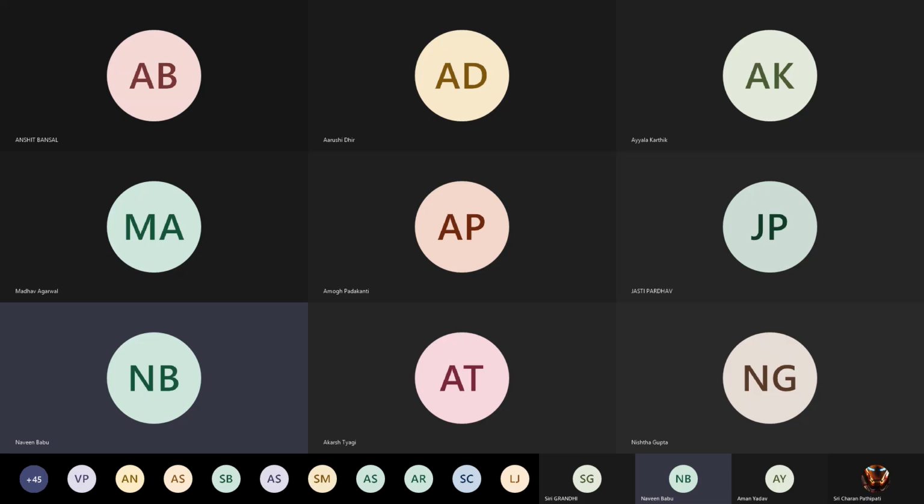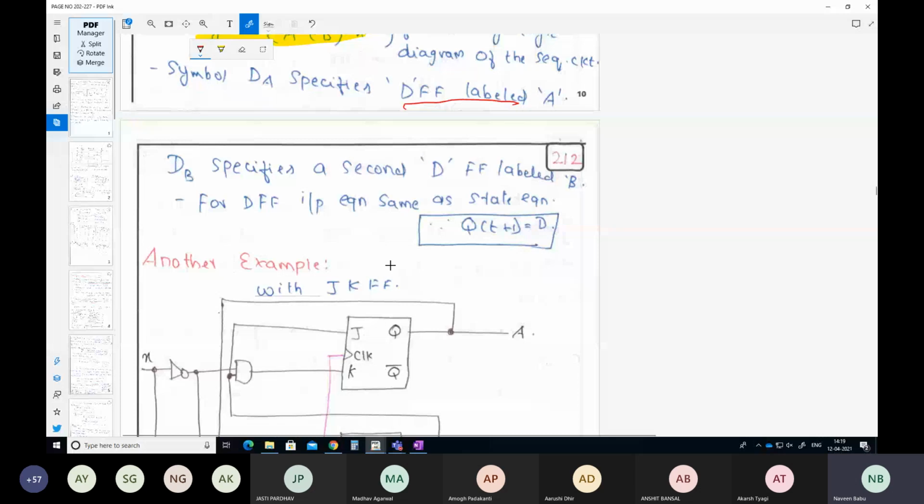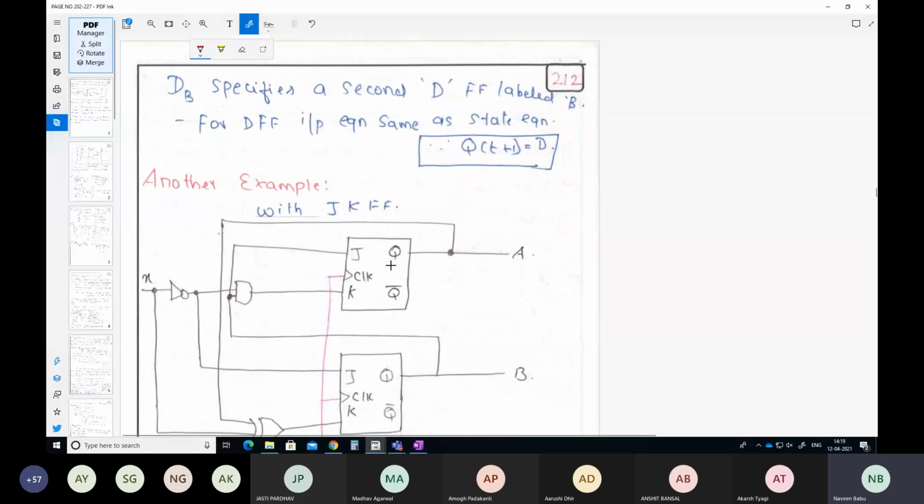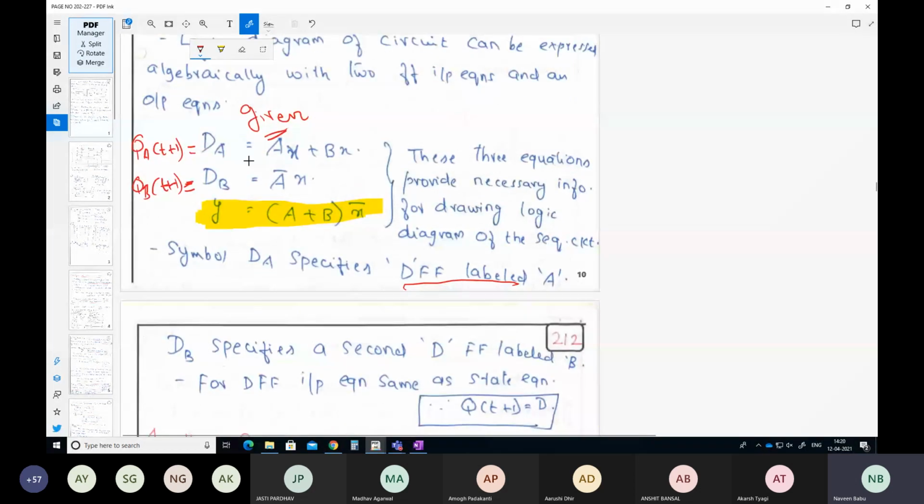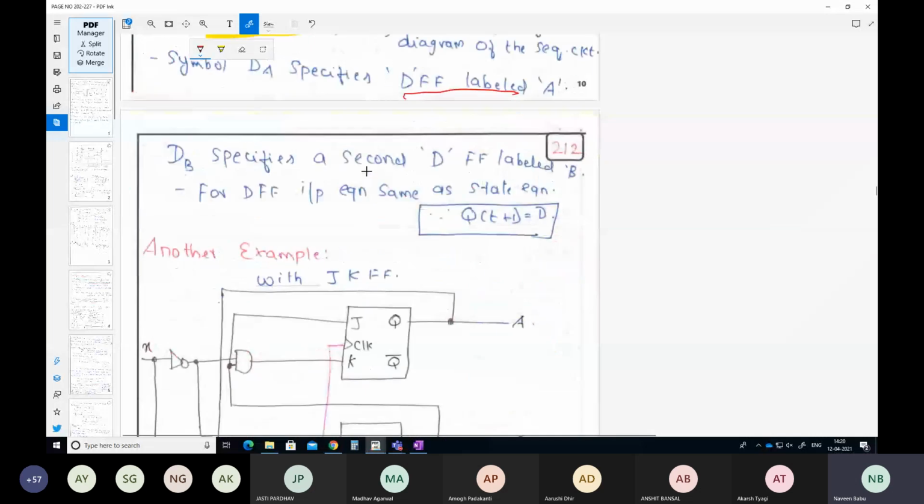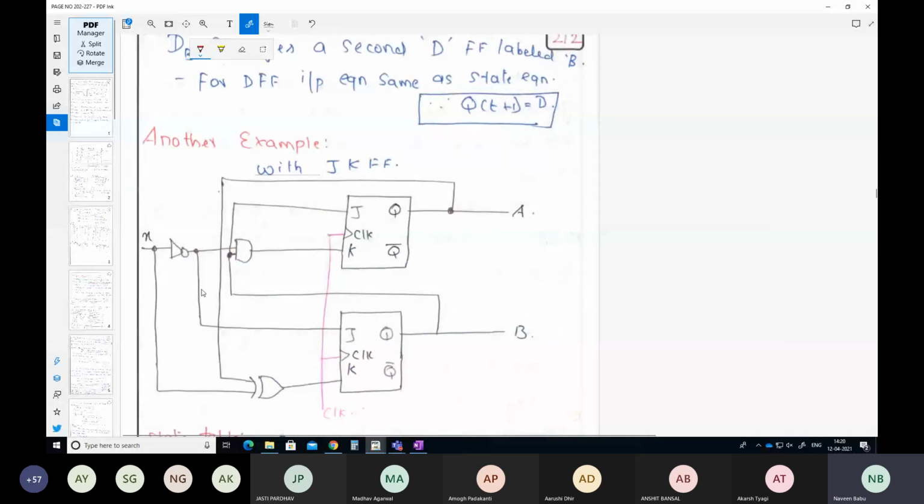Okay, so now how do we draw the circuit? This is how, from the equation, we have drawn the circuit here. How is it drawn? You see here that dA is given as AX plus BX. Am I right? And this is an example for a JK flip-flop.